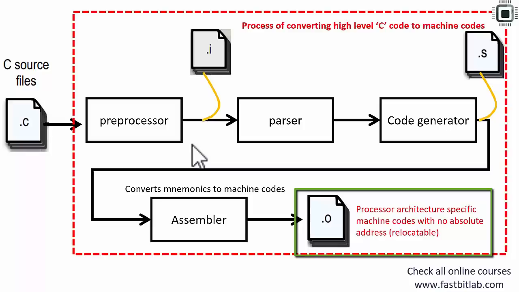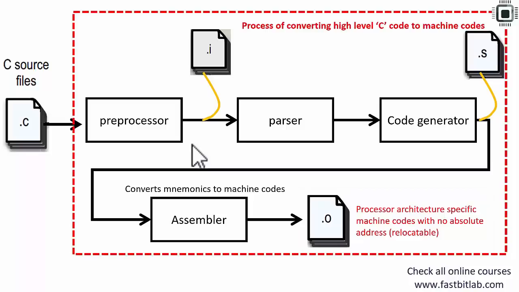.o contains processor architecture specific machine codes with no absolute addresses. That's the reason why it is called relocatable. The machine codes which are stored in the .o file don't carry absolute addresses of the program memory. They carry an address which can be relocated. We'll explore that later when we do this compilation practically. This is the process of converting high-level C code to machine code. Remember that you can't see all these .i and .s files unless you instruct the compiler to save those files. We can do that. But by default, the compiler doesn't save the .i and .s files, which are created in between the process.